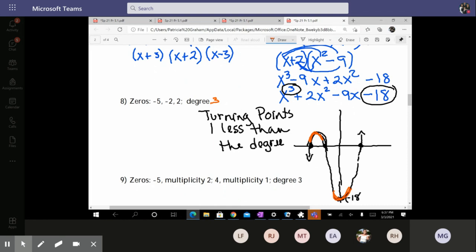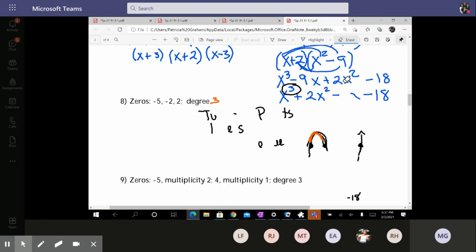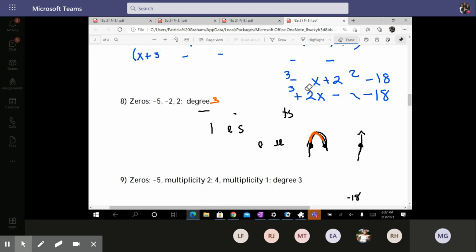Gotta have big hair. All right, how'd we do? All right, let's see. I wish there was a better way of erasing all of this.